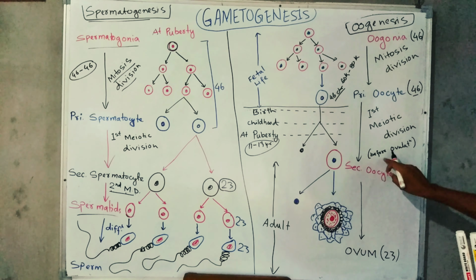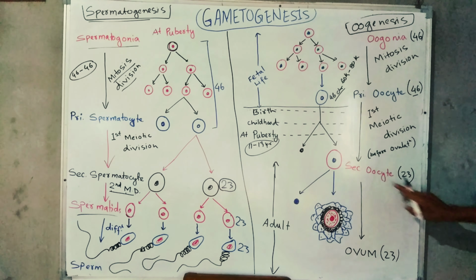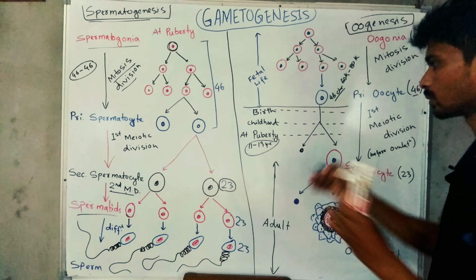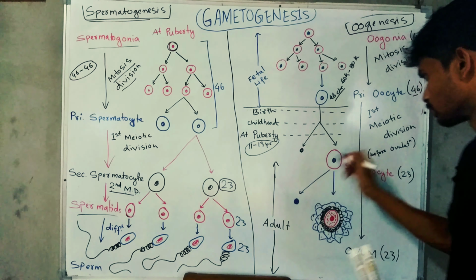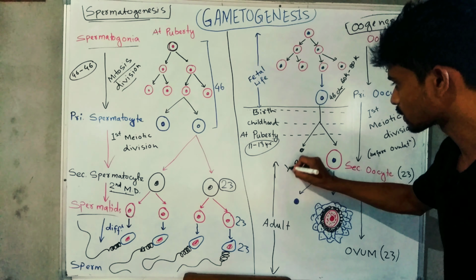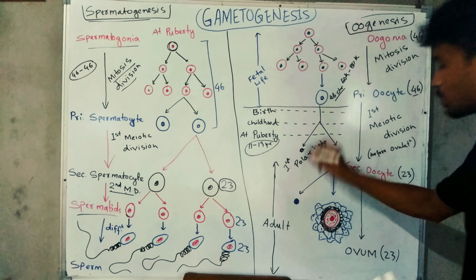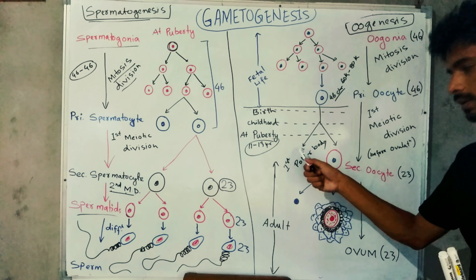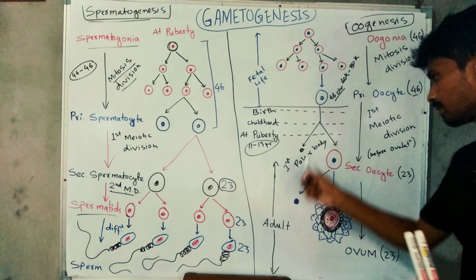Before ovulation, the secondary oocyte is produced. How is it produced? By the first meiotic division. In meiotic division, we know that from one cell, two cells are produced. But here, one polar body is produced. This is the first polar body, or polar cell, which is not able to divide further.